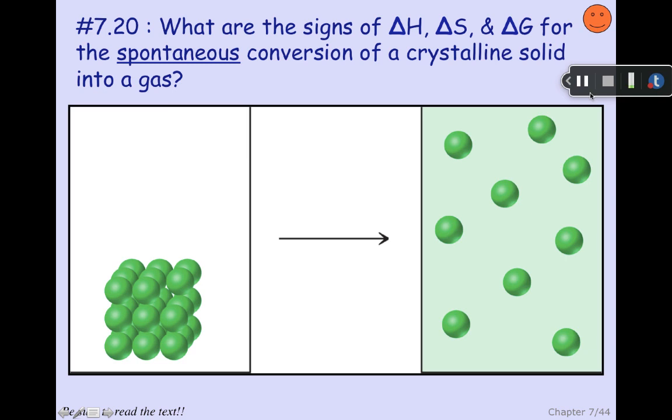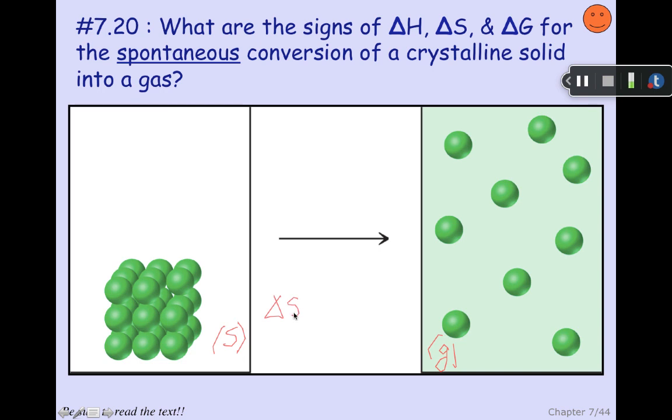We're asked, and this is straight from the textbook, to determine the signs of delta H, delta S, and delta G for the spontaneous conversion of a crystalline solid to a gas. So they're being nice, they're being real obvious for you. They're telling you it's a solid, and it's turning into a gas. Well, we've done something like this a few minutes ago.